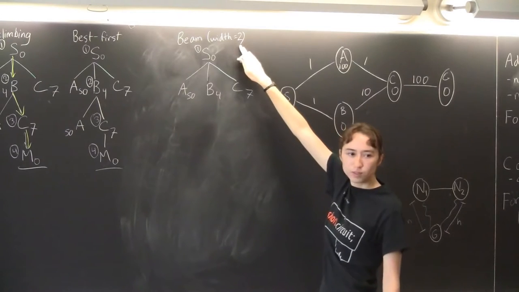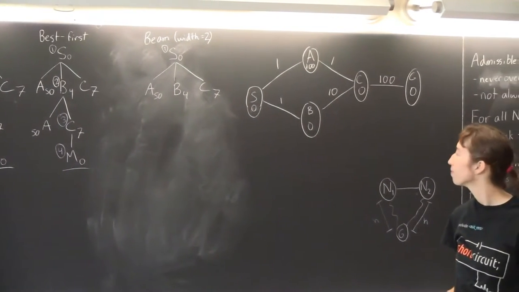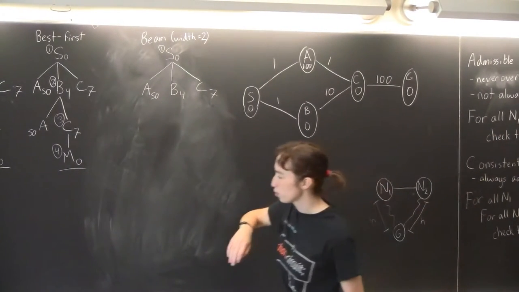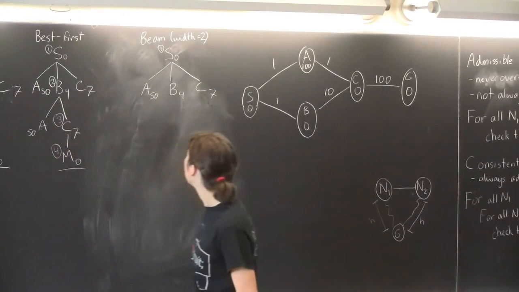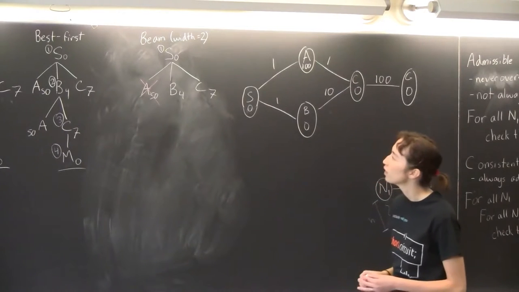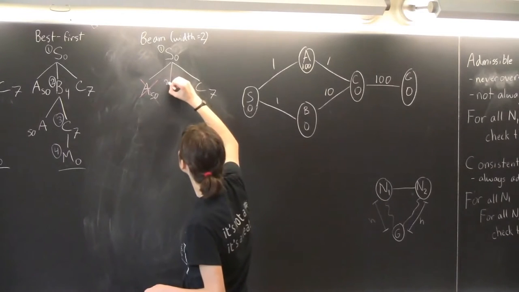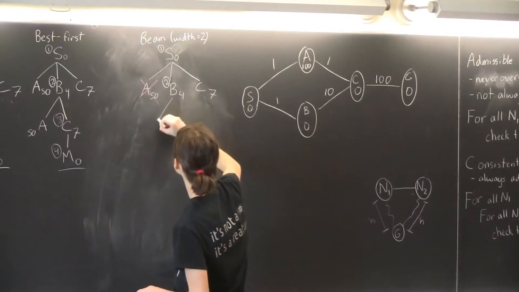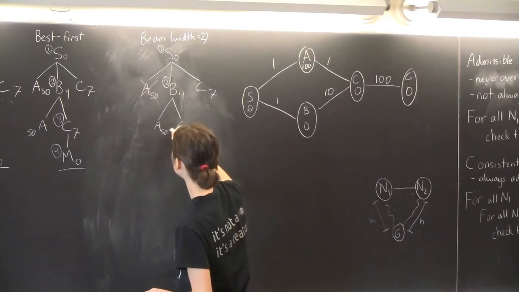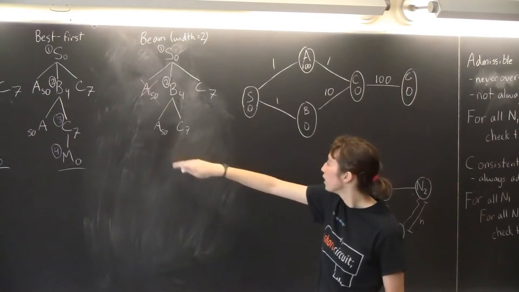But now we have this beam width of 2. What does that mean? You take the best two. Yeah, so we're going to keep the best two paths at this level. So which ones are the best two? B and C. So we're going to get rid of that one and just hold on to those two. And then it looks like B is the best one, so we'll extend that. And we get A and C. We only have two things at this level so far, so we're good.